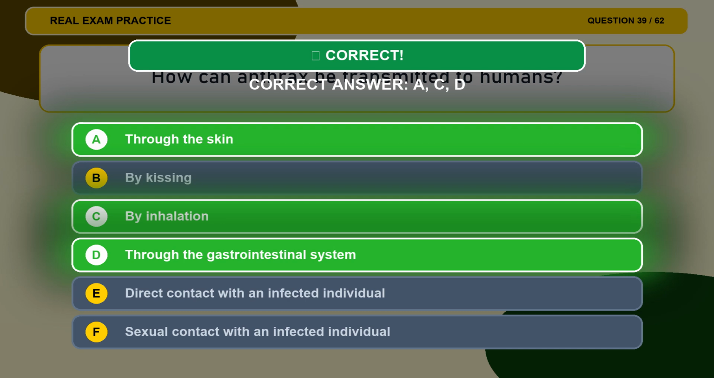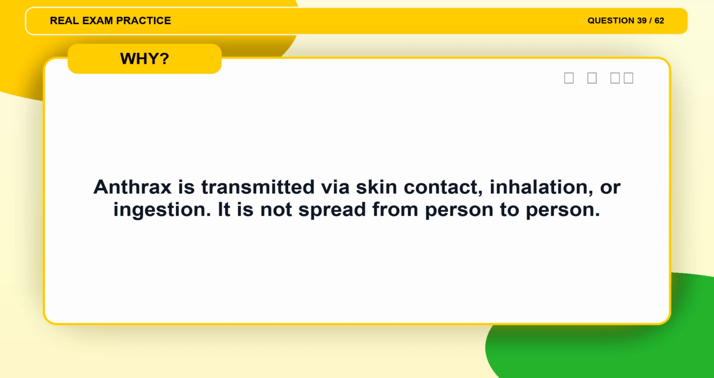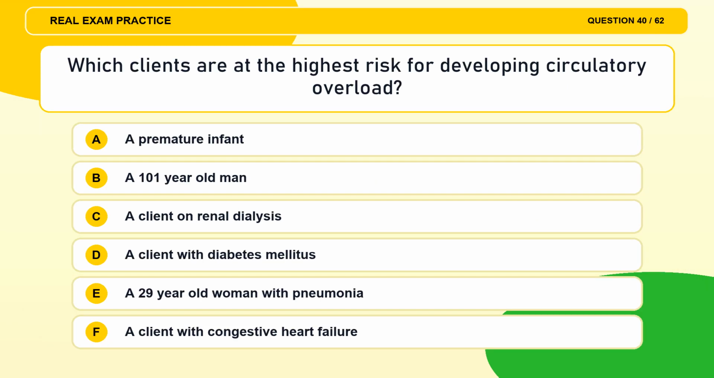The correct answers are options A and C and D, through the skin, by inhalation, through the gastrointestinal system. Anthrax is transmitted via skin contact, inhalation, or ingestion. It is not spread from person to person. Question 40. Which clients are at the highest risk for developing circulatory overload?